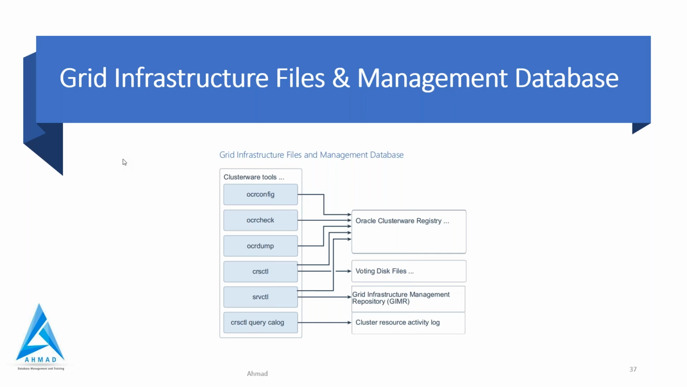Now grid infrastructure files. So we have grid infrastructure tools, that is OCRCONFIG, OCRCHECK, OCRDUMP, CRSCTL, SRVCTL, CRSCTL query log. So basically all tools are available to manage the files and the database of RAC. SRVCTL and CRSCTL will update the cluster resource information in the OCR, and the OLR is necessary. Collectively, voting files and OCR are referred to as Oracle Clusterware files.